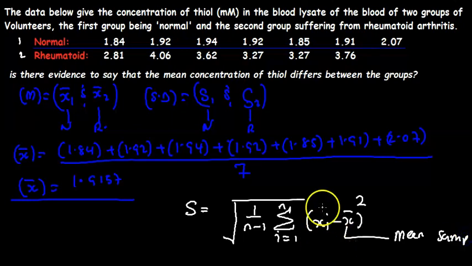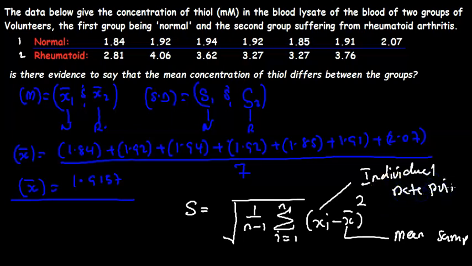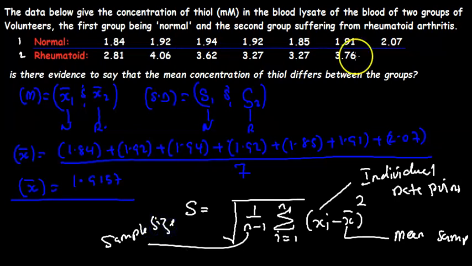If this is the mean sample, this is going to be the individual data point. And notice that this n is simply going to be the sample size. If this is the sample size, then what are we left with? I think that's all. And this is going to be the standard deviation.